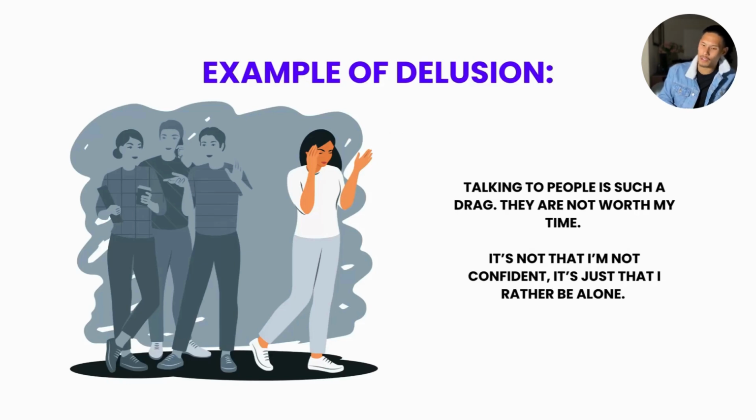So here's an example of delusion. Let's say you're at a gathering and you don't want to talk to people. So you say, talking to people is such a drag. They are not worth my time. It's not that I'm not confident, it's just I'd rather be alone. Okay, you're masquerading something. There's a filter there.